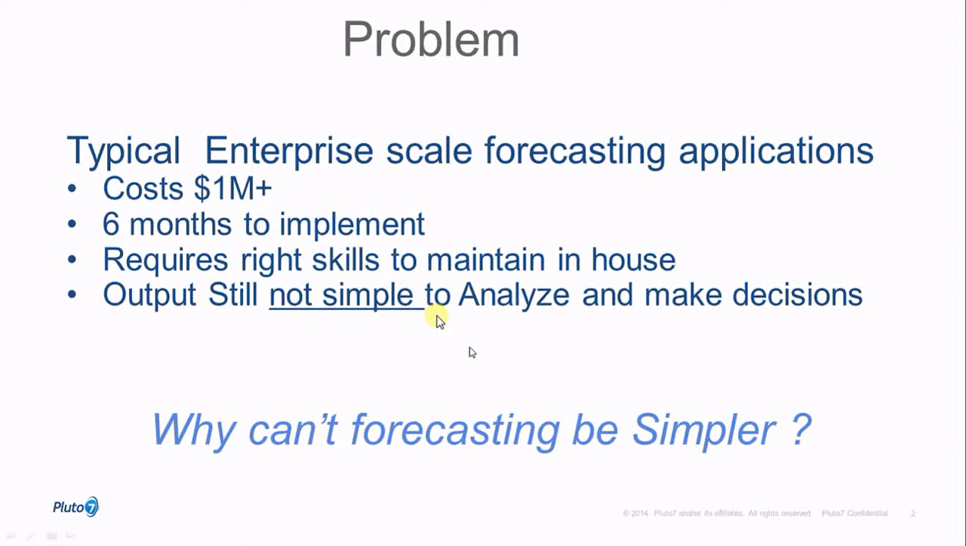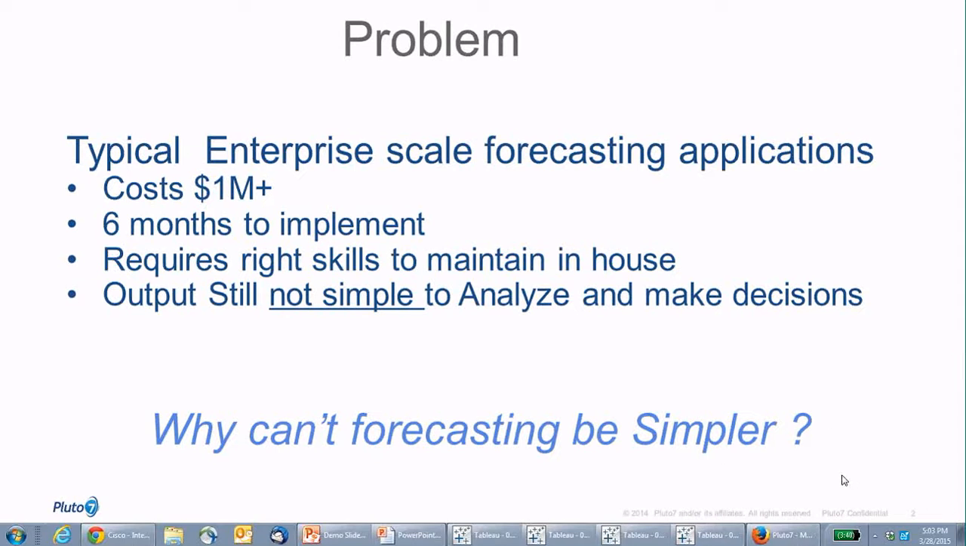Typically, when we have looked at the forecasting problem being solved in enterprises, we have seen applications cost over $1 million, taking about 6 months to implement, requiring skills that are hard to maintain and build in-house. After all of those things, the output is still not simple to analyze and make decisions. The question is, why can't forecasting be simpler?